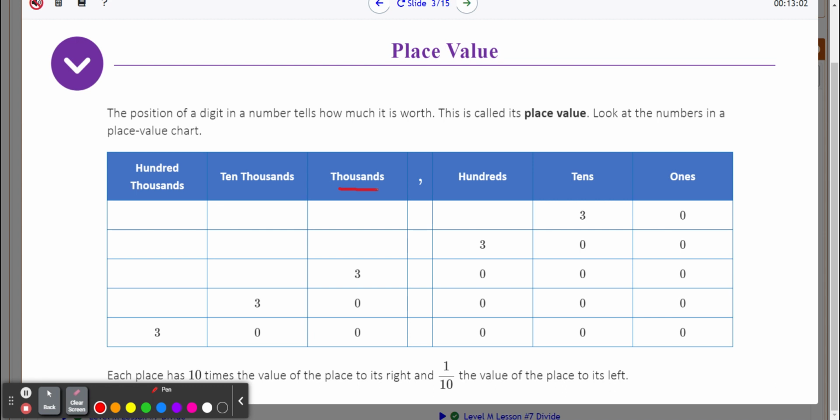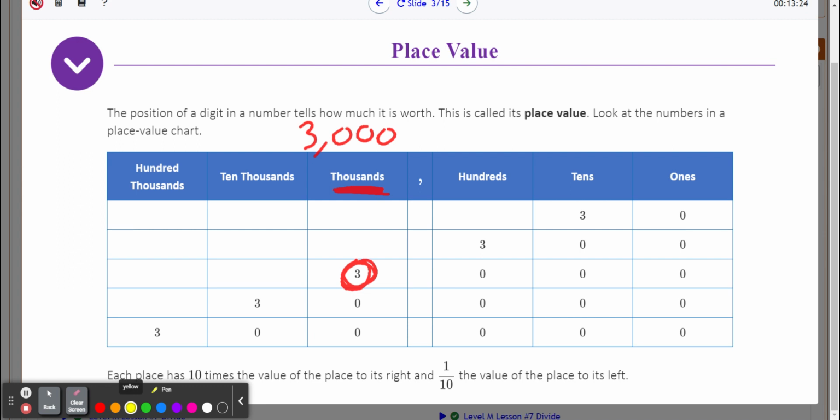So let's start here at the thousands. Now let's look at this digit 3. The digit is a 3, but it's in the thousands column. Therefore, there are 3,000s, or 3,000. The value of that 3 is 3,000 because it's in the thousands column.